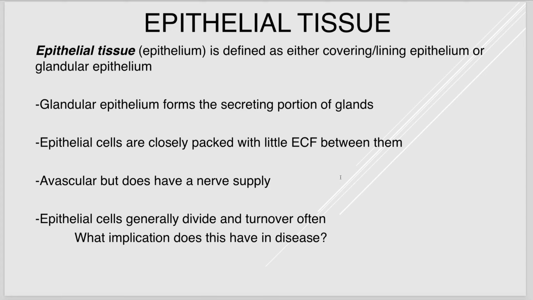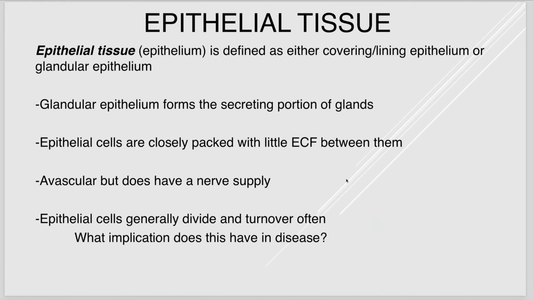Epithelial cells tend to divide and have a rapid rate of turnover. And the implication of disease is that if cells are dividing a lot, there's greater chance for something to go wrong. And when things go wrong with cell division, that's what forms the basis of cancer.